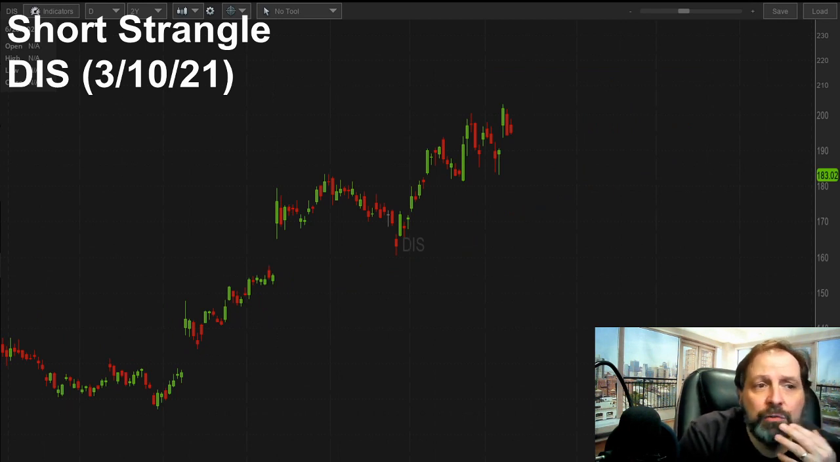I did a short strangle on Disney on March 10th, 2021. Now, if you look at the underlying chart, you can see that Disney was a little bit bullish in this time frame, and it's kind of weird to be doing a neutral strategy when the chart is so clearly bullish. But a lot of times with a strangle, it doesn't matter if it's bullish or if it's bearish. There's still an expected move. And even if it's going to trend upward, as long as it doesn't breach your expected move on your call strike, you'll be fine. So let's take a look at what I did.